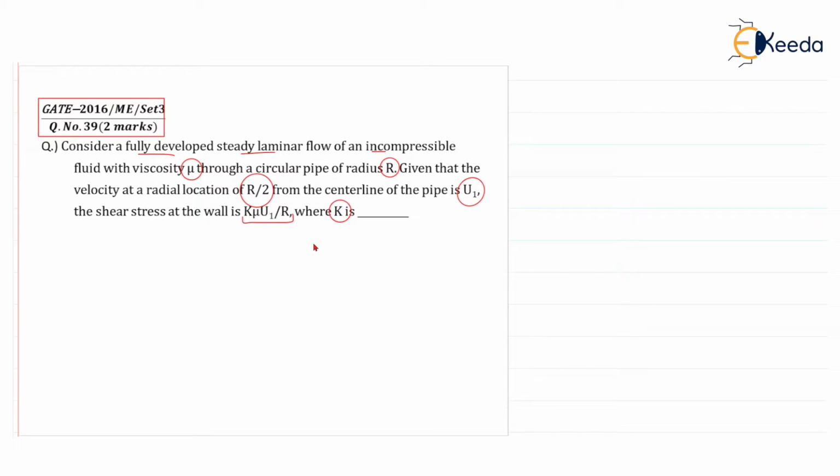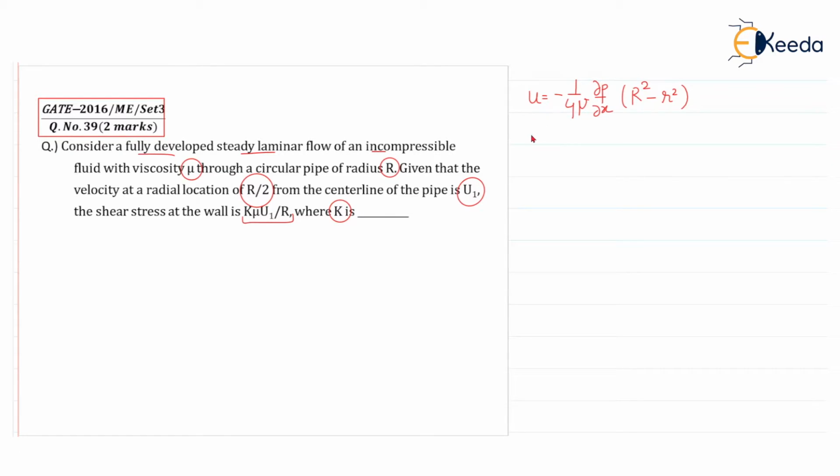So what is given here? First of all, it is given that the velocity at a radial location of r by 2 from the center line is u1. That means you know the general velocity equation in laminar flow: u is equal to minus 1 by 4 mu dou p by dou x into capital R square minus small r square. This is the general expression for velocity in a circular pipe with laminar flow.